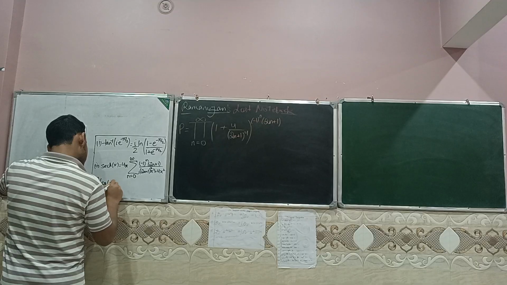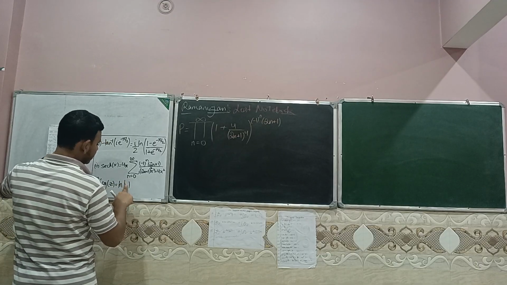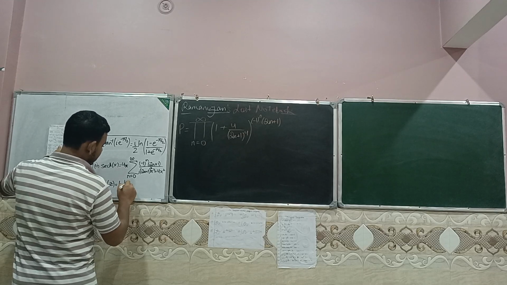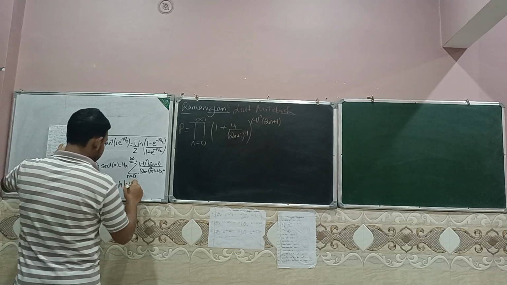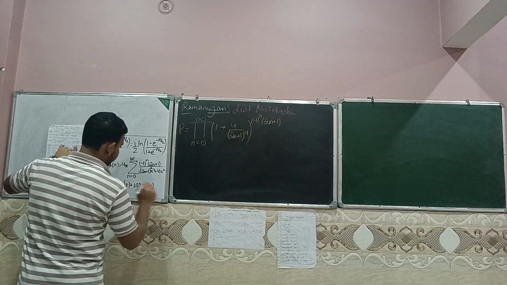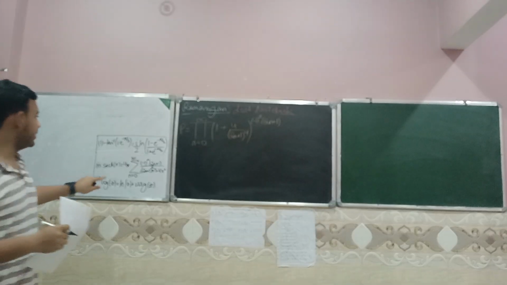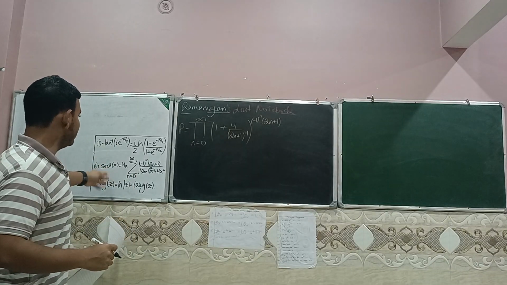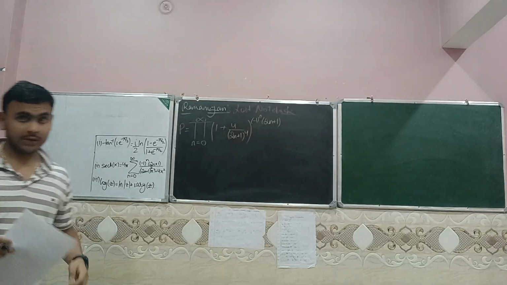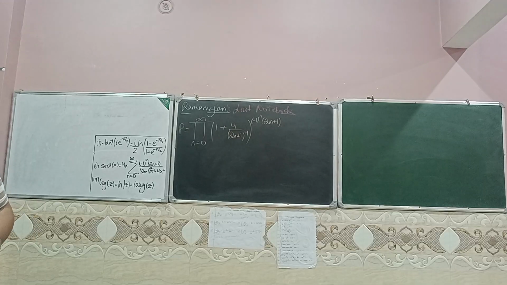And the third one is log of z equals ln of the modulus of z, that is the absolute value of z, plus i times the argument of z. So these three things, we are going to begin with this one, and we will use these two things later in the video, right? So I think we should begin right away.